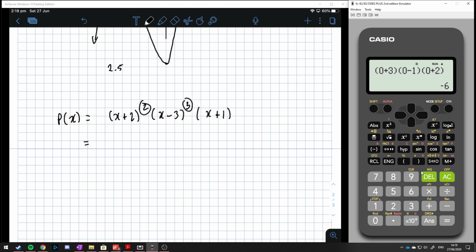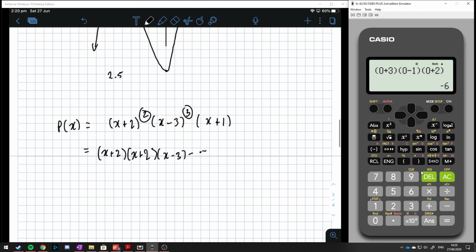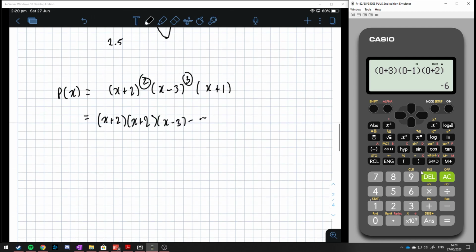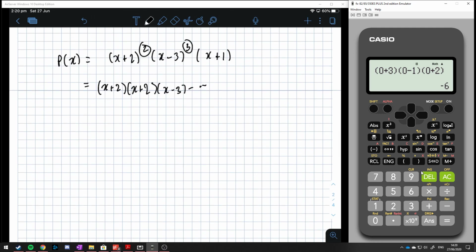So if I was to extend this out, it'd be like x plus 2, lots of x plus 2, lots of x minus 3, and like so on. You get the picture, like it's all of them together. Okay, now these double roots are going to do something for our graph, okay? So what it's going to do is it's going to actually determine what our function is going to do, like in the middle points.